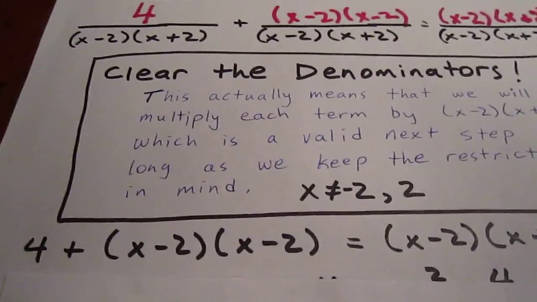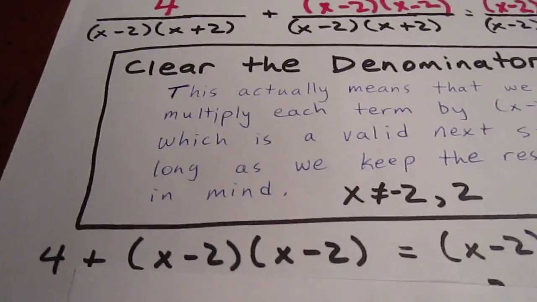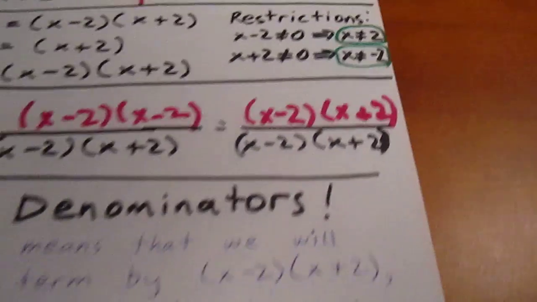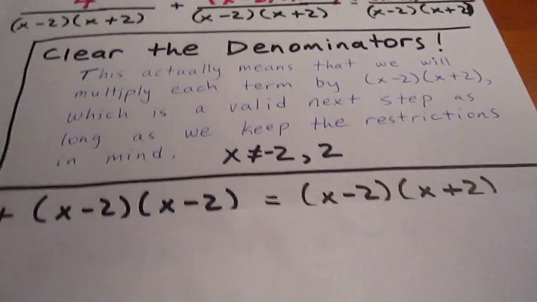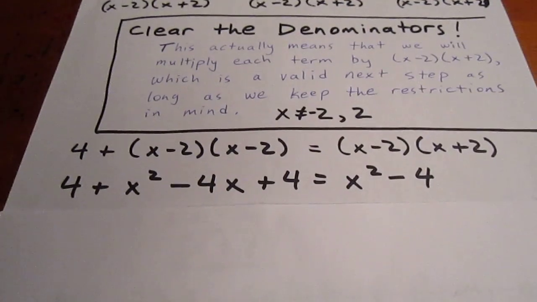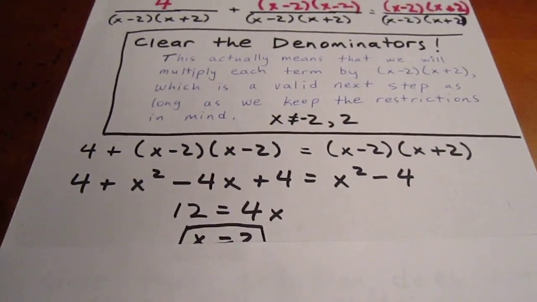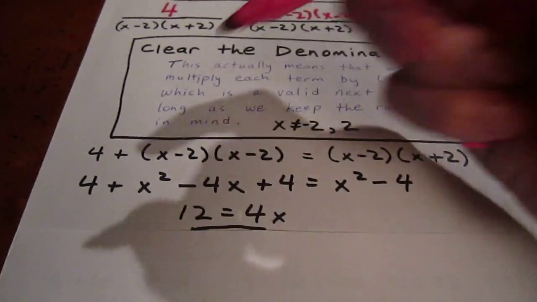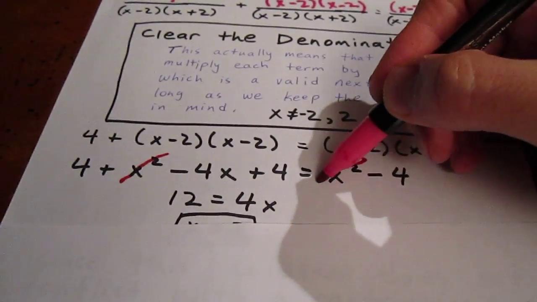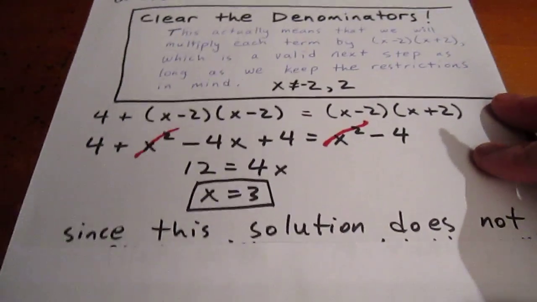And that's what we do. We just consider our numerators: 4 plus x minus 2, x minus 2, equals x minus 2, x plus 2. And we go back to grade 10 and we solve this quadratic, where you need to expand it out, and then we need to eliminate the x squared terms. Notice that it starts out as a quadratic, but then the x squared terms are subtracted from each side, and we end up with 12 equaling 4x, or x equaling 3.